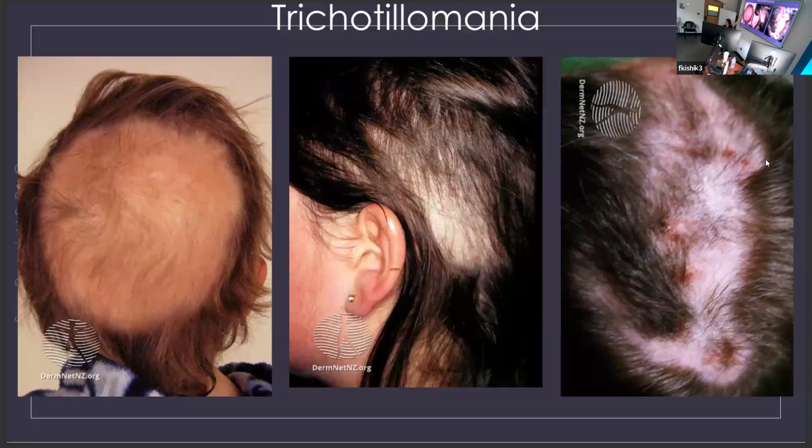If your patient is pulling a lot of hair, that's going to be represented on their scalp. Sometimes you can see that. Sometimes it could be just a small patch where they're just pulling a little area out.